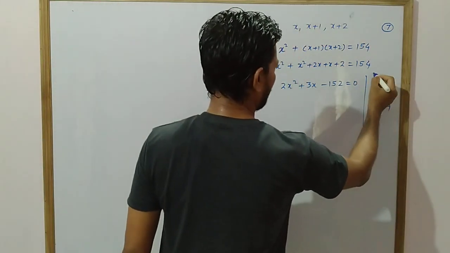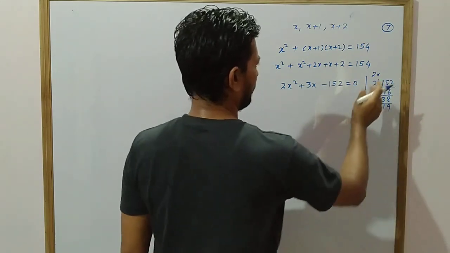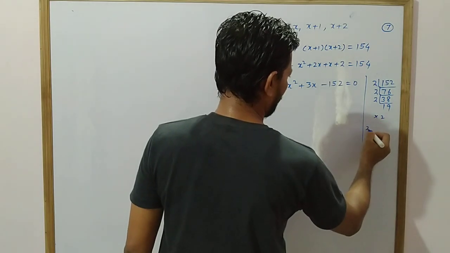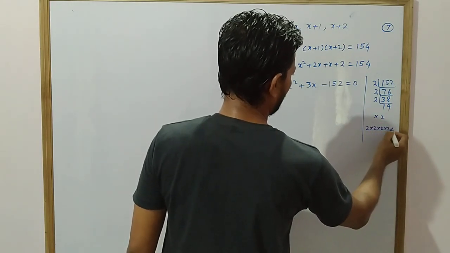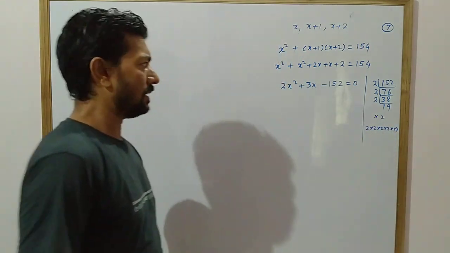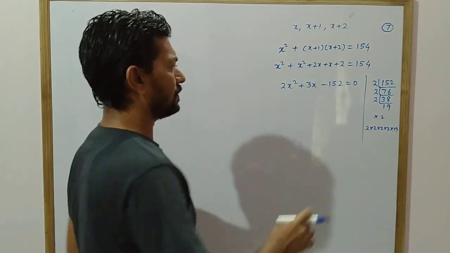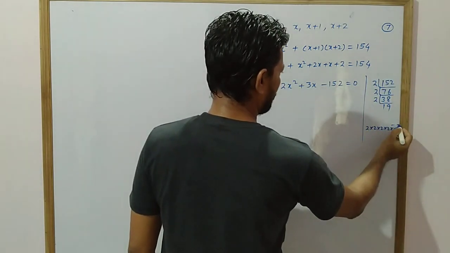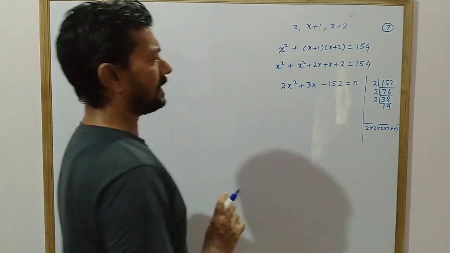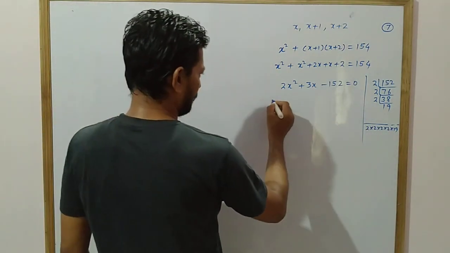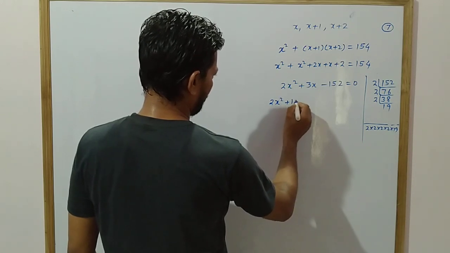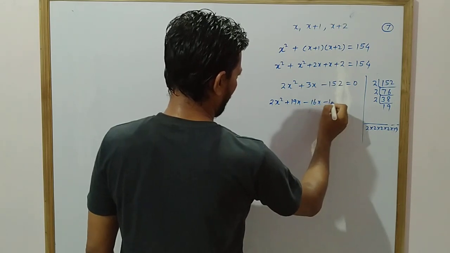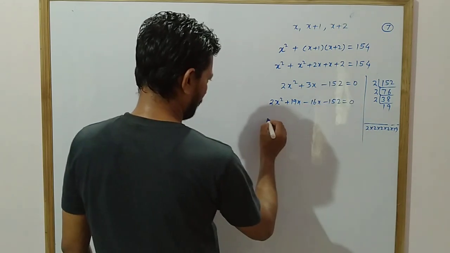And here 1, 2 is there. So 2 into 2 into 2 into 2 into 19. Follow. Here we will multiply 2 with 152. So we are not multiplying this one. First of all, we are determining the LCM and then multiplying it by 2. So this is 19 and this one is 16. So 19 minus 16, we are getting what? 3. So 2x square plus 19x minus 16x minus 152 equal to 0.